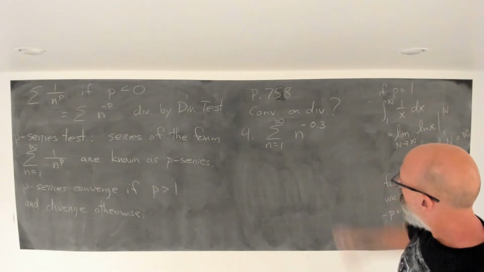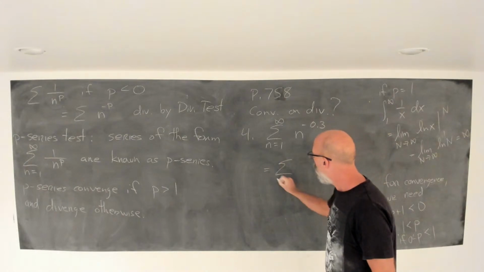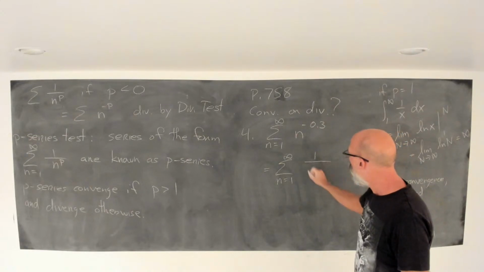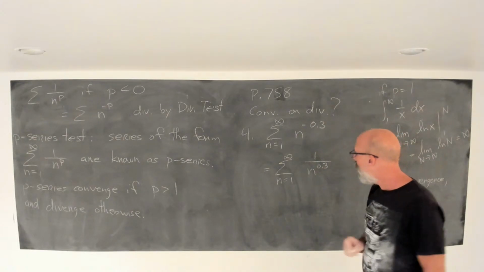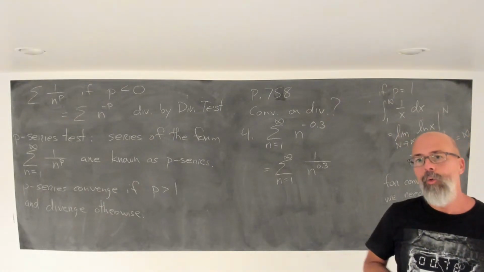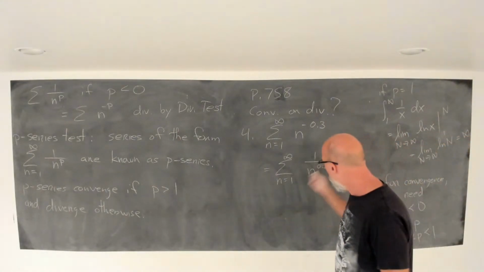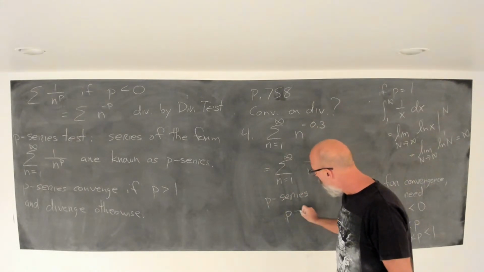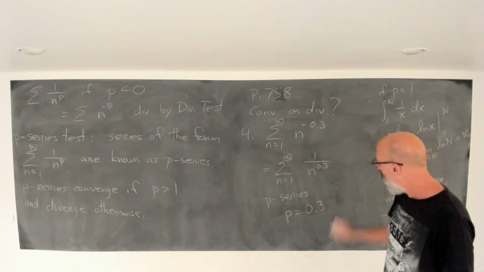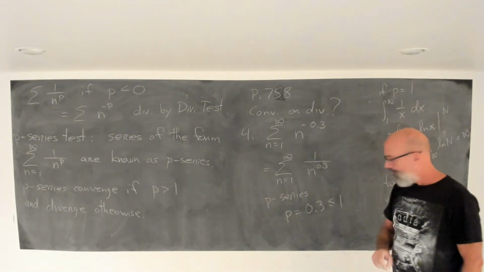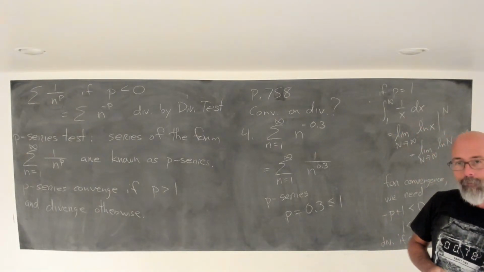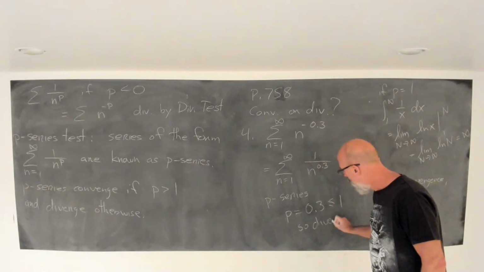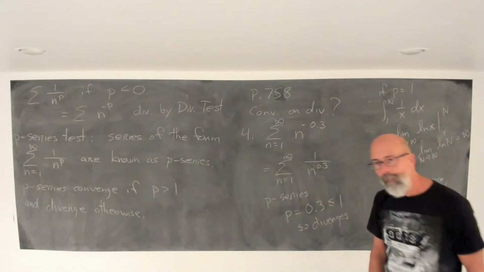Converges or diverges. Right, let's rewrite this as 1 over n to the 0.3. Now you recognize that this is a P-series, where P is 0.3, which is less than or equal to 1. So it diverges. That's it.